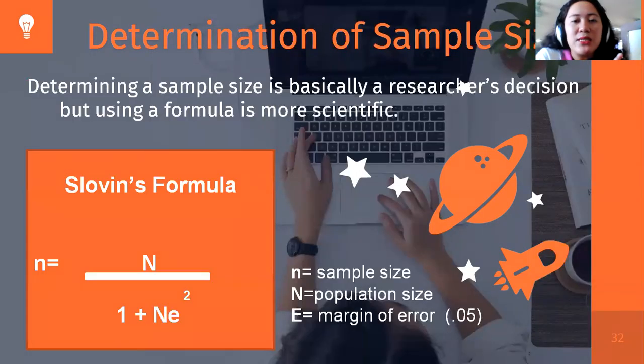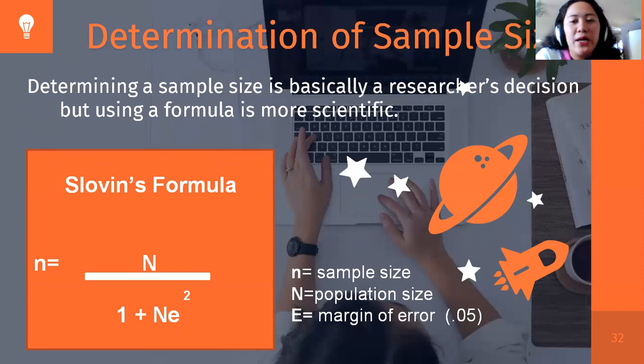So here I am giving you a sample formula in determining a sample size for larger population, and this is usually used by the researcher. It's called the Slovin's Formula. Let n be our sample size and the uppercase N be our population size, and then the e, I'm referring to the small e or the lowercase e, that's the margin of error. If you want a 95% confidence level, therefore your margin of error is 0.05 or 5%. If you want a 98% confidence level, then your margin of error would be 0.02 or 2%.